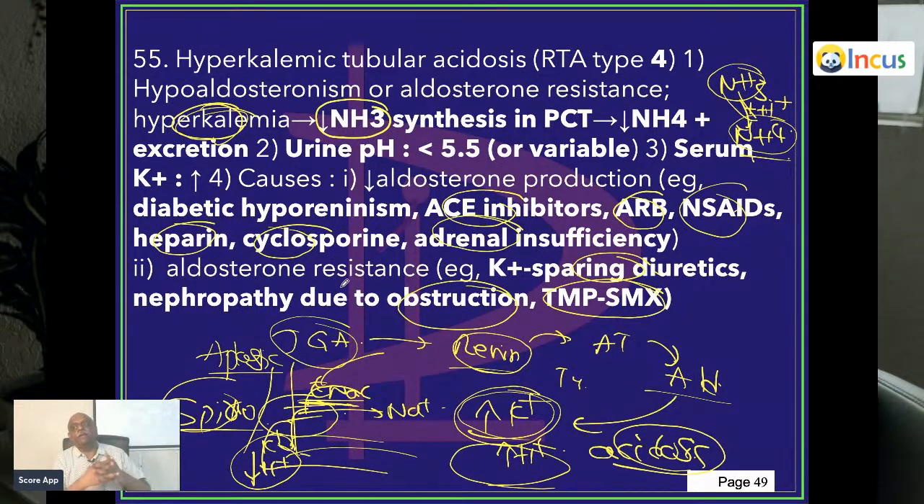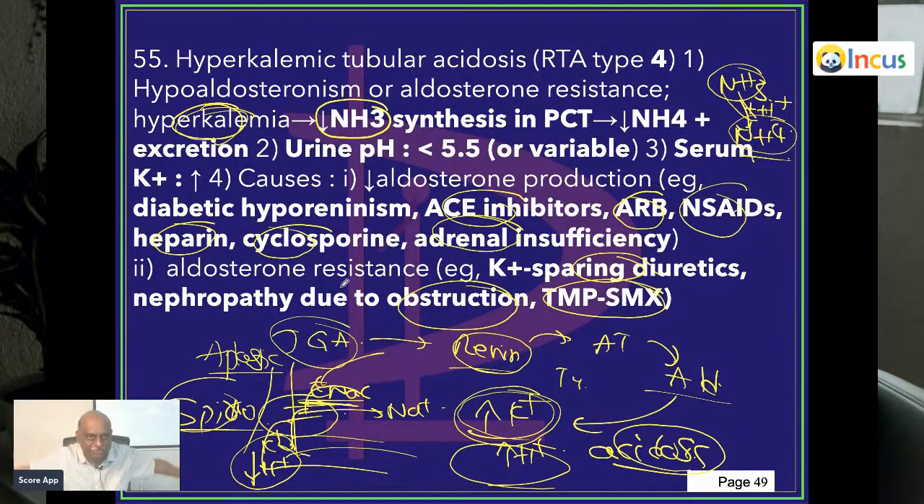The fundamental problem in renal tubular acidosis type 4 is hyporeninemic hypoaldosteronism. If the aldosterone is not there, H plus and K plus secretion cannot occur in the collecting duct. That's the reason H plus and K plus get accumulated. There is an acidosis, there is a hyperkalemia.